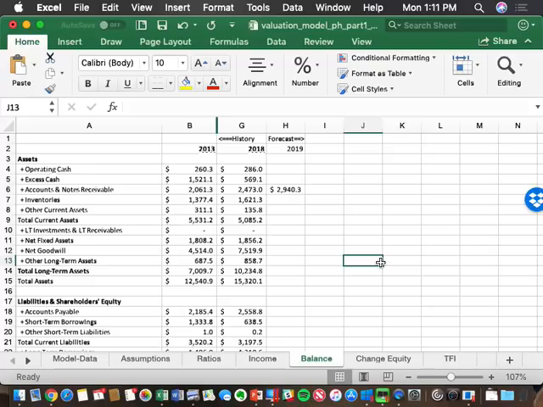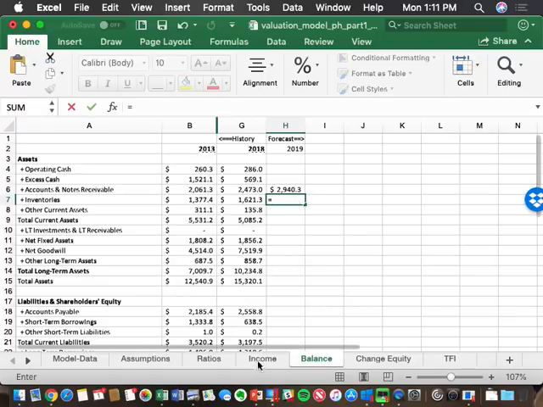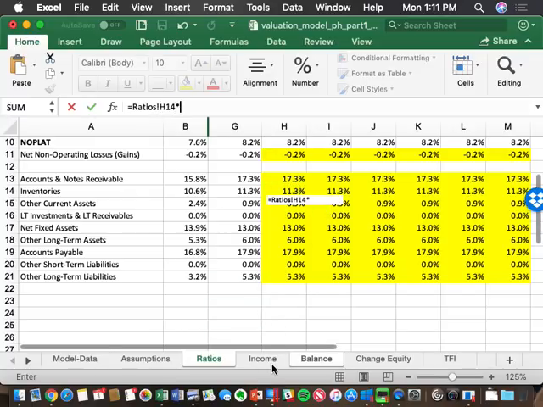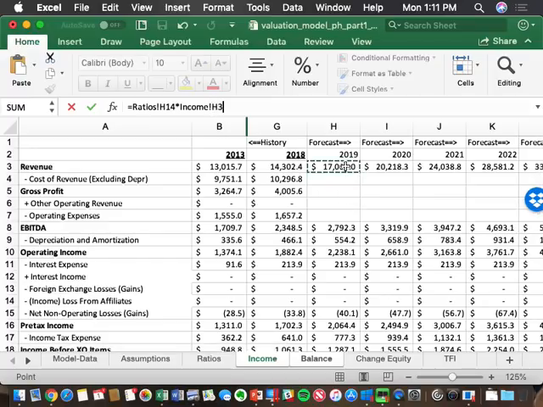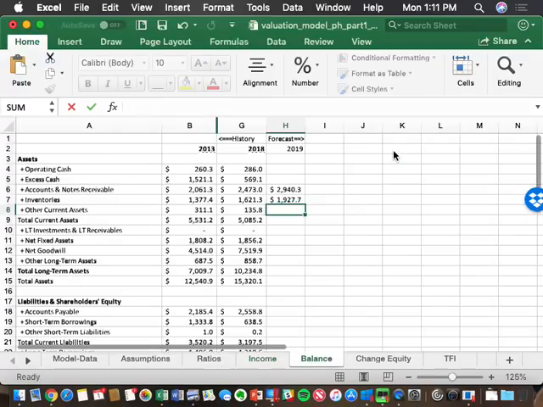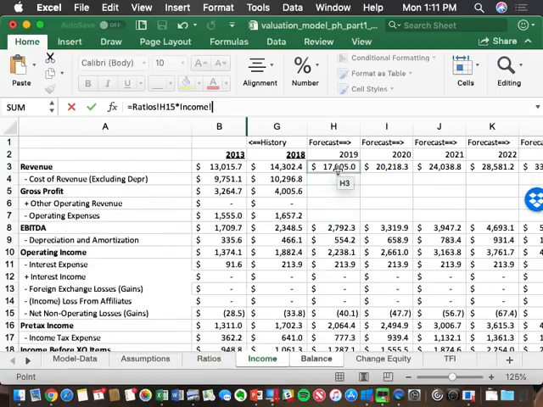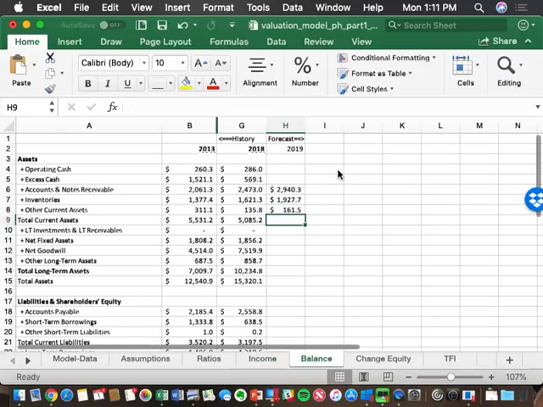All right, we're going to repeat this process 8 more times. Inventory for 2019 equals, from the ratios tab, inventory as a percentage of sales, H14, times income tab, 2019 revenue. That should get us 1927.7. Other current assets equals, from the ratios tab, H15 times, from the income tab, 2019 revenue forecast, H3, 161.5.